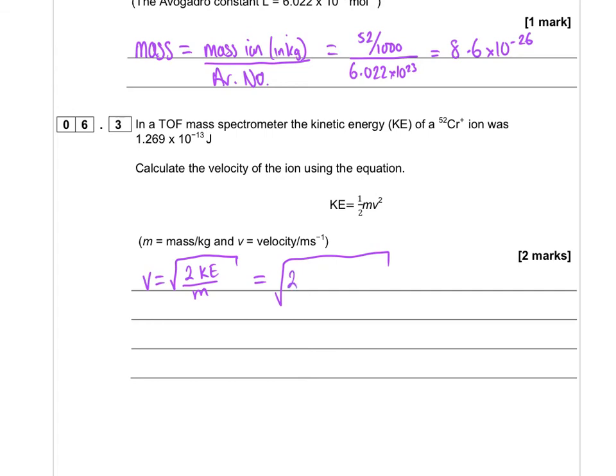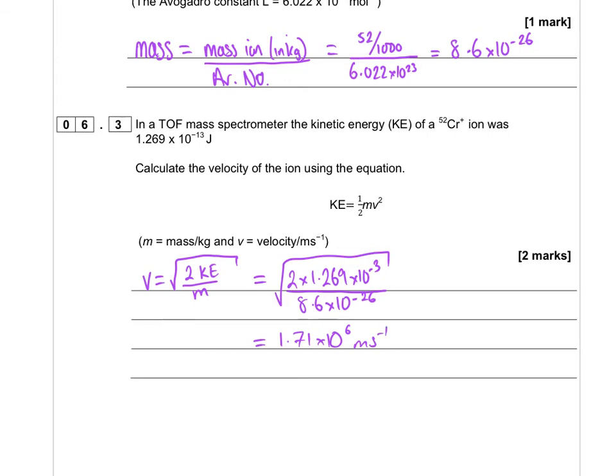So 2 times the kinetic energy is given to us in the question. And the mass is the answer from the first bit. If you got the first bit wrong, but you correctly used your mass and you showed the calculation clearly, then you will have got full marks for this. Don't forget to put the units, which is metres per second.